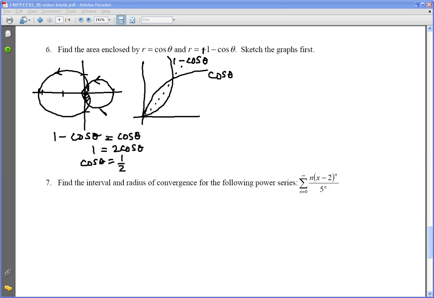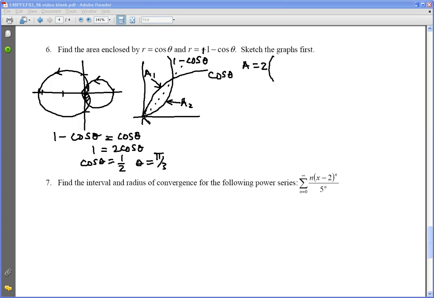And so then your theta is going to be pi over 3 or 5 pi over 3, and we're interested in pi over 3. So this angle is pi over 3. So let's label these like we did before. This area we're going to call A1, and this area here we're going to call A2, and our total area is going to equal 2 times the sum of two integrals.